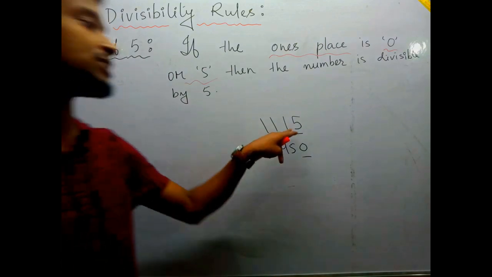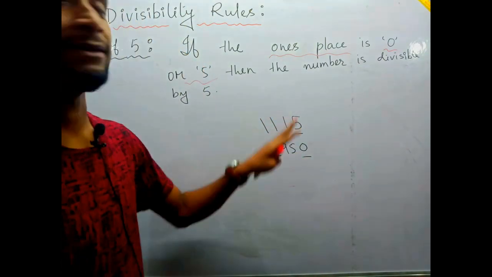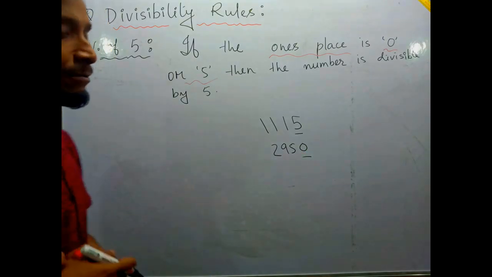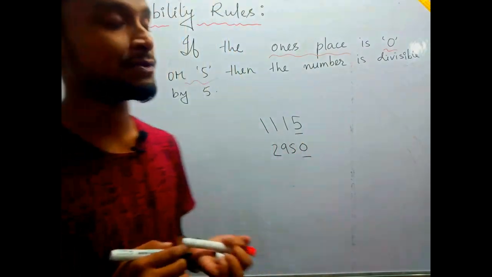We just check the ones place; if it is 5 or 0, then the whole number will be divisible by 5. So simple. We see that once we know the divisibility rules, finding factors becomes very easy. That is why this concept is very important.